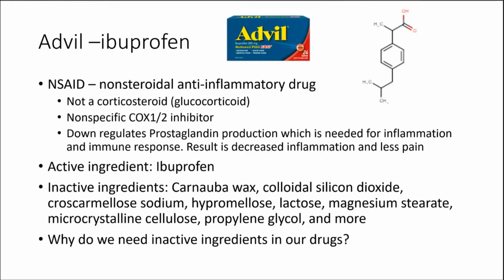They're enzymes that regulate the production of prostaglandins, which are needed for inflammation. So if we inhibit COX-1 and 2, we will downregulate immune responses, and these immune responses produce inflammatory prostaglandins. Also, we have leukotrienes and things like that. So the result from taking Advil is reduced inflammation and also less pain.